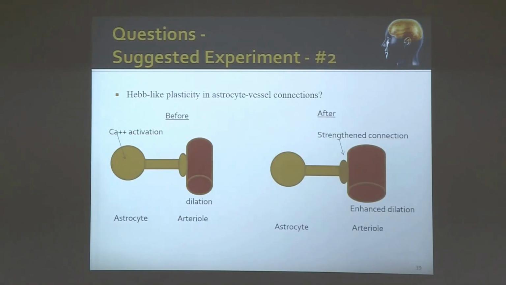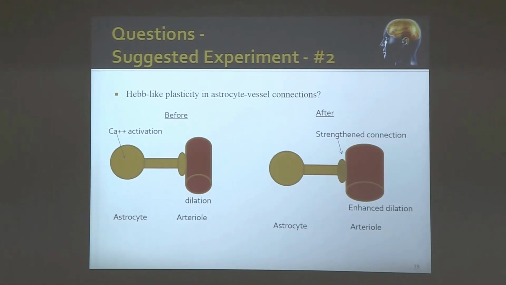Now, what about plasticity? Can we do a Bliss and Lømo kind of standard classical LTP paradigm with astrocytes and vessels? You can define the experiment like this. You activate the astrocyte, you have calcium activation, and then there will be a vessel which is in contact with it and will dilate. Now, in a pre and post kind of stimulation paradigm, you also release a little bit of vasodilator on the vessel at the same time, with a little delay.